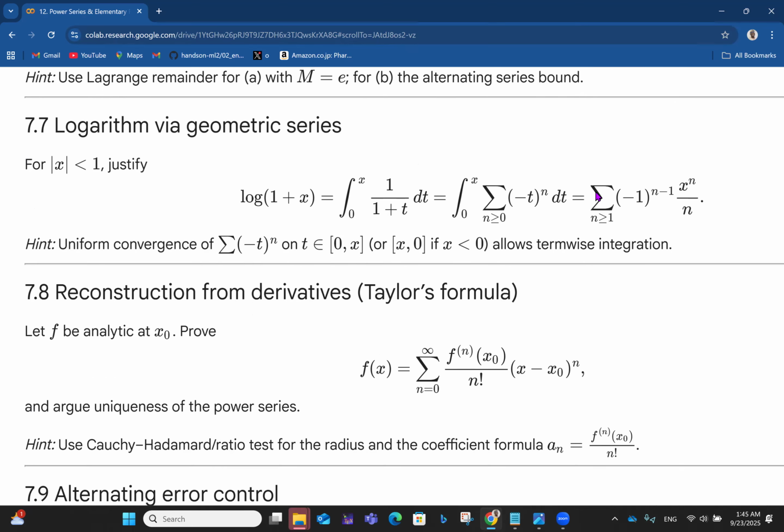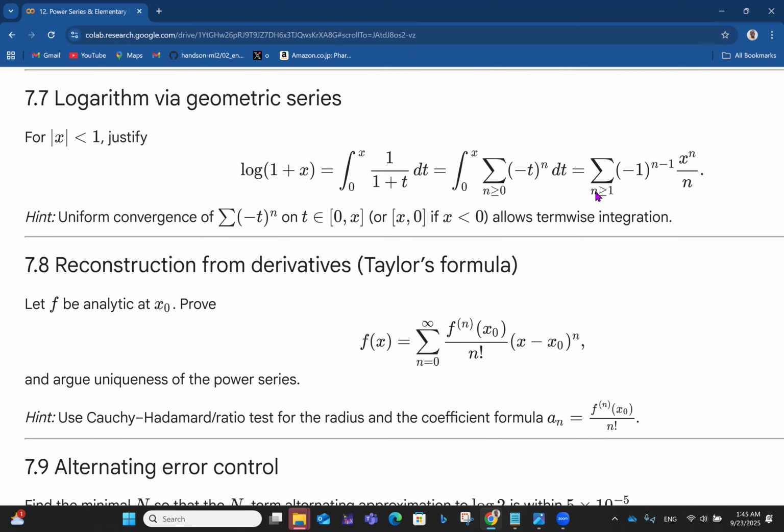Then 7.7, you have logarithm via geometric series. So for absolute value of x less than 1, justify that log 1 plus x is equal to integral from 0 to x, 1 over 1 plus t dt, is equal to integral from 0 to x, summation n greater than or equal to 0 of minus t raised power n dt, equals summation n greater than or equal to 1 of minus 1 raised power n minus 1, x raised power n over n. So hint, uniform convergence of summation minus t raised power n on t in the closed interval 0 to x, or x to 0 if x is less than 0, allows termwise integration.